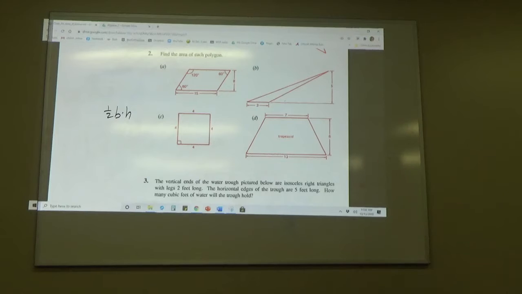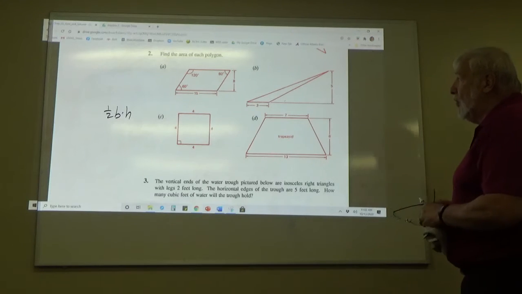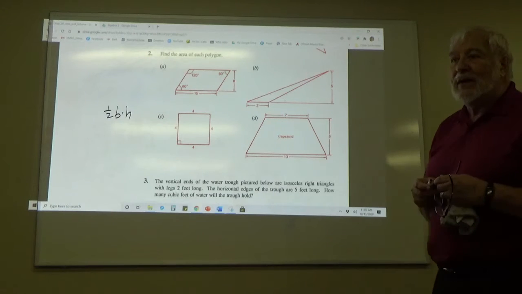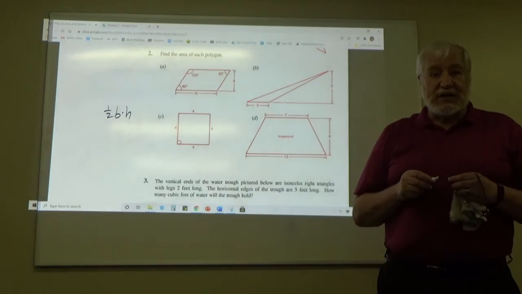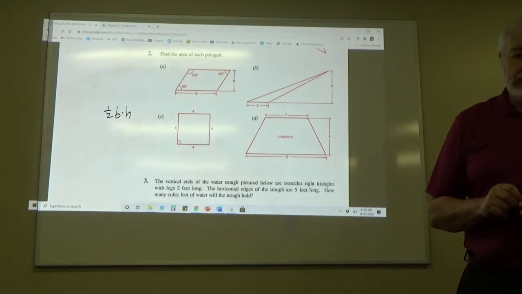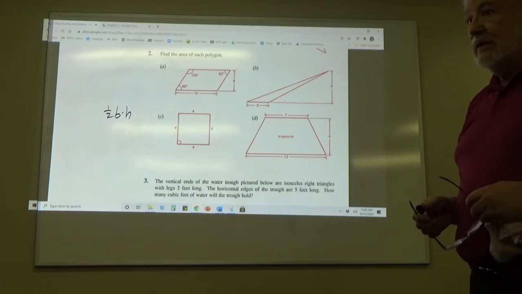All right, now find the area of each polygon. All right, what's the area of A? Don't call it out, calculate it, get your calculators out. Calculate the area of A. And then write it down.